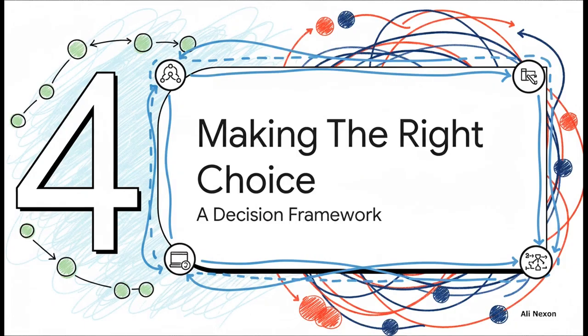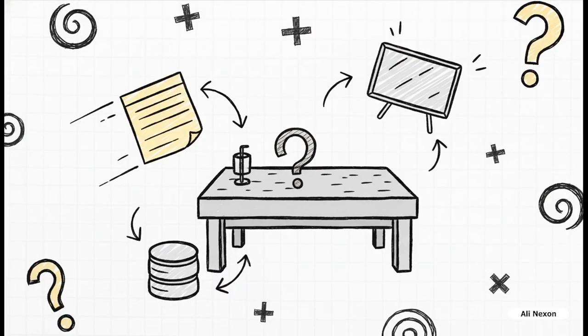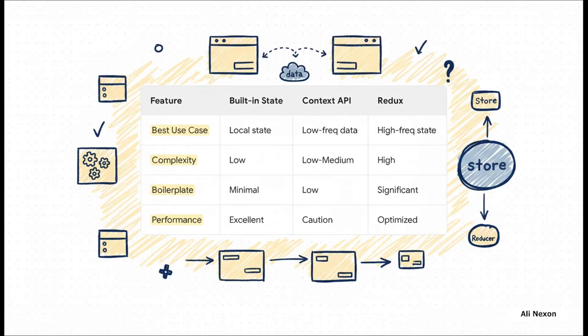Okay, so we have our 3 tools, from the simple sticky note to the complex database. Now let's get to the most important part. How do you actually pick the right one for the job? Let's walk through a really simple decision framework. Choosing the right tool is really all about understanding the trade-offs. So let's just put these 3 side by side and see how they stack up. This table basically tells the whole story.